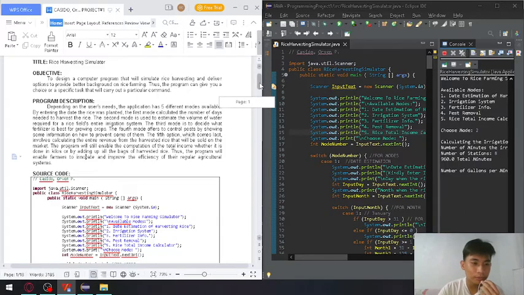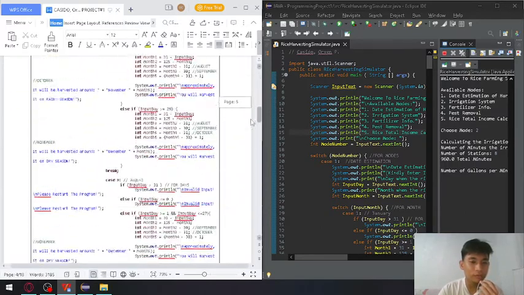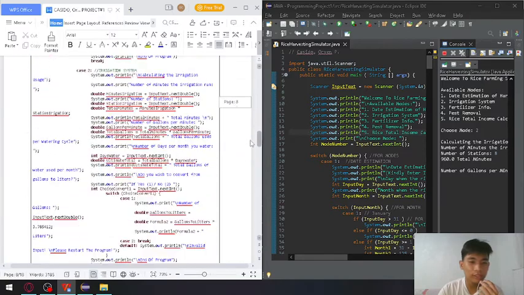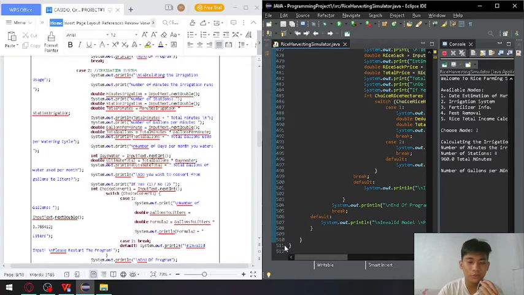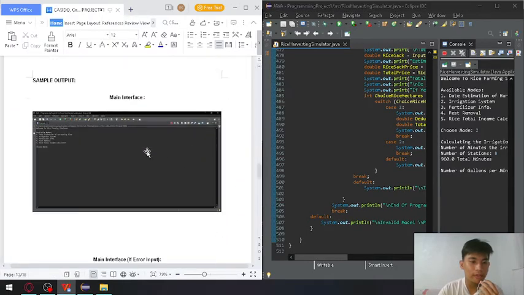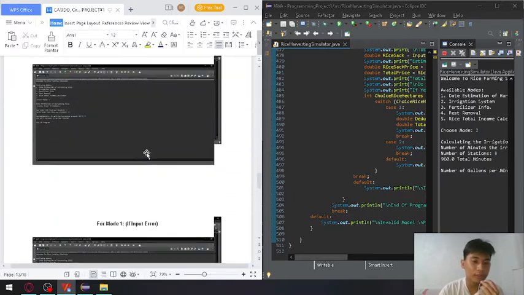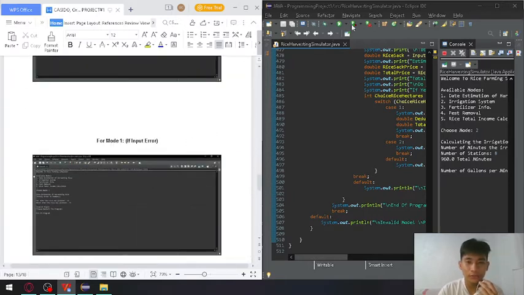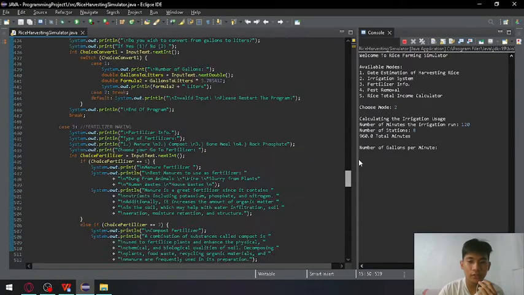So here is the sample source code of my program. Actually, it has a total of 512 lines of codes. And this is the sample output or the screenshots of my program. So much for that. So now let's try to run the actual program.